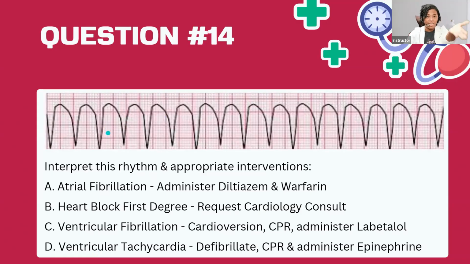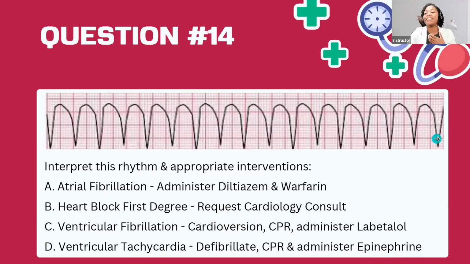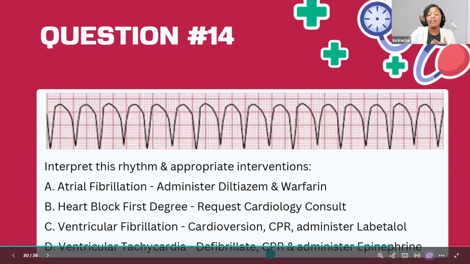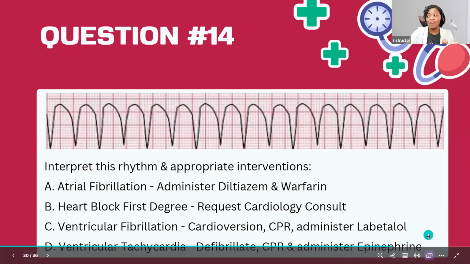That's QRS, your downstairs activity. It's VTAC. And what do we do for VTAC? We defibrillate, and we also give them CPR for perfusion, because VTAC can be with a pulse or without a pulse. The fact that they've added CPR means this is pulseless VTAC. And the drug of choice is epinephrine. And remember, epi will do two things.